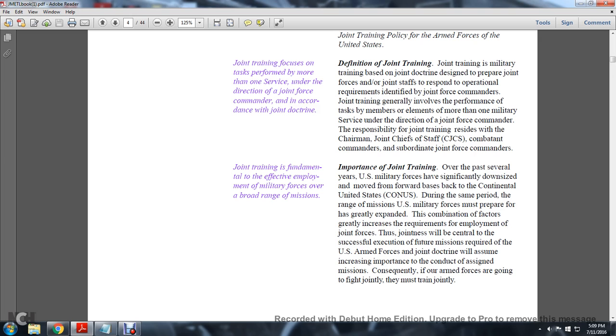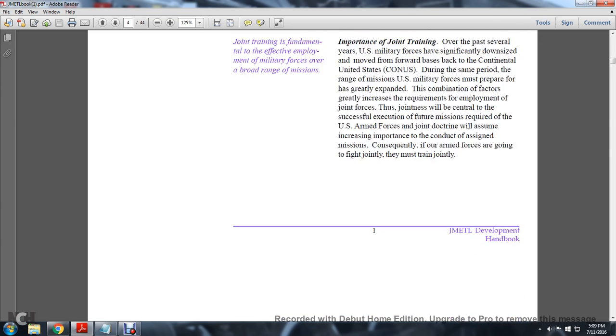The combination of factors has greatly increased the requirements for employment of the joint force. Joint forces will be centrally and successfully executing the future missions required by the U.S. Armed Forces. Joint doctrine will assume an ensuring importance for the conduct of the assigned mission. Consequently, if our armed forces are going to fight jointly, they must train jointly.